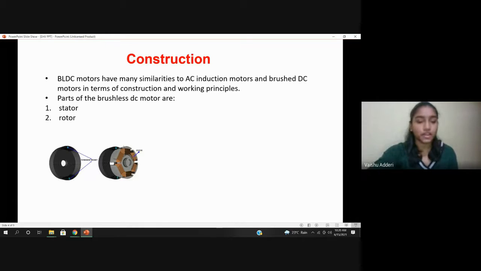Rotor. A rotor is a permanent magnet. The number of poles on a rotor is the same as that of the stator. The rotor shaft carries a rotor position sensor and provides information about the position of the shaft at any instant to the controller, which sends signals to the electronic commutator.